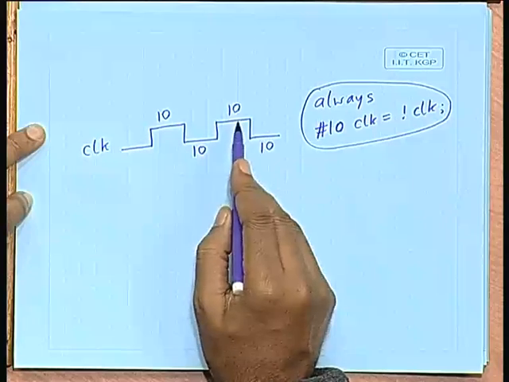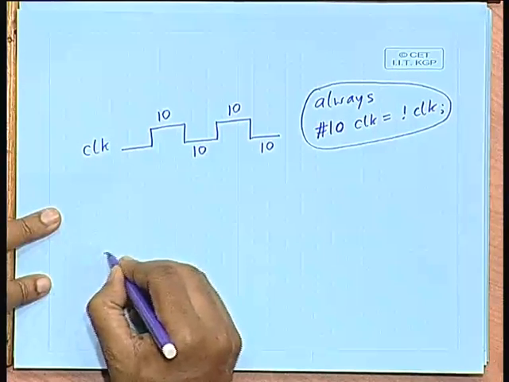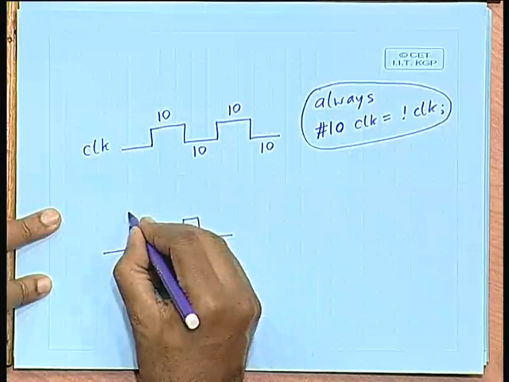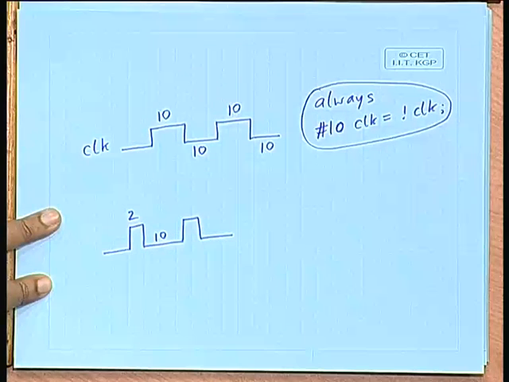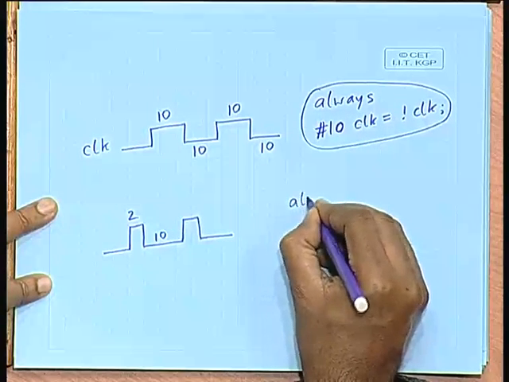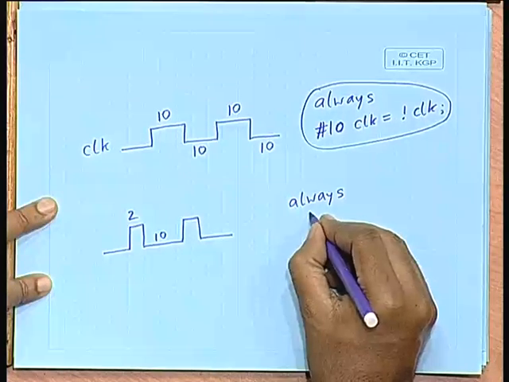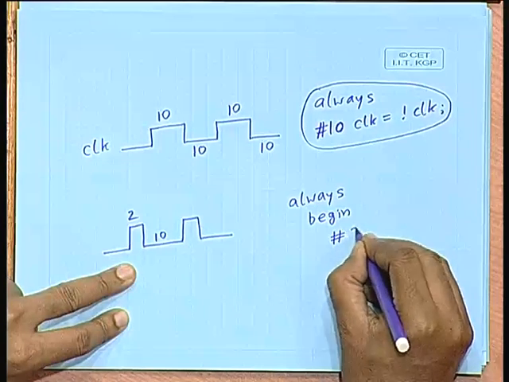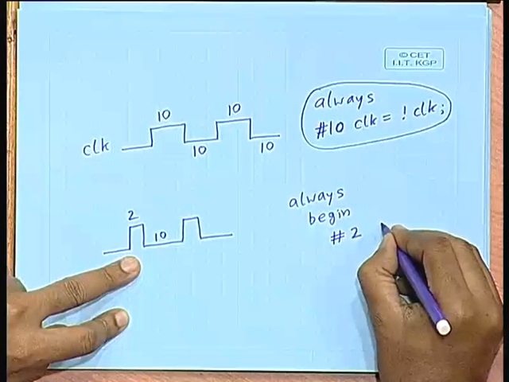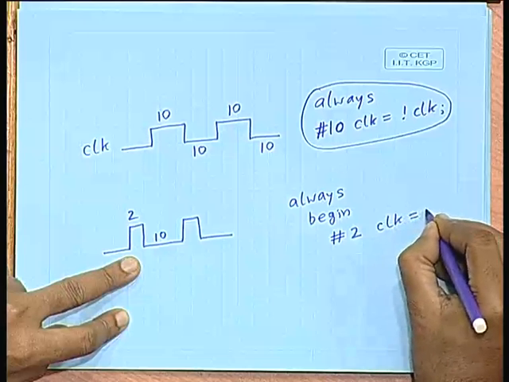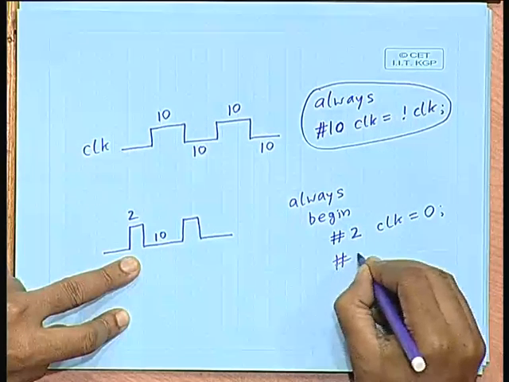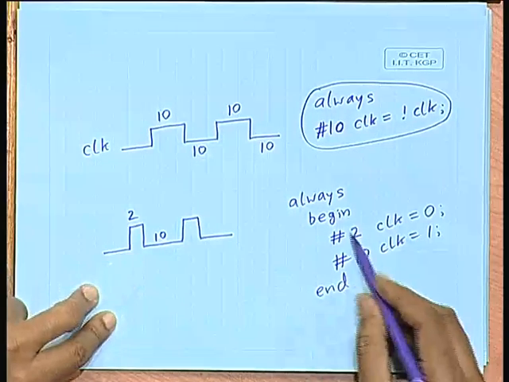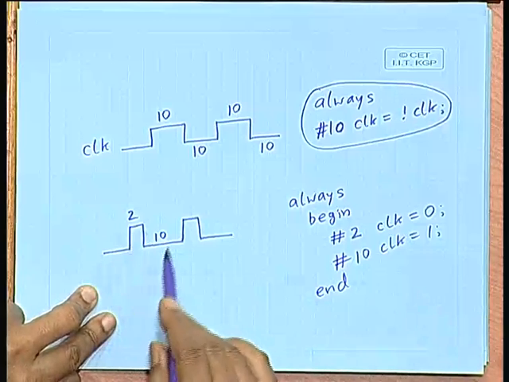The waveform is symmetrical, but if you want a different kind of waveform, for example, the on period is less than the off period, so you have 2 here and you have 10 here, say, then you can specify it like this. Always, you will have to give a begin here. After time instance 2 you make clock equal to 0, after time instance 10 make clock equal to 1, end.